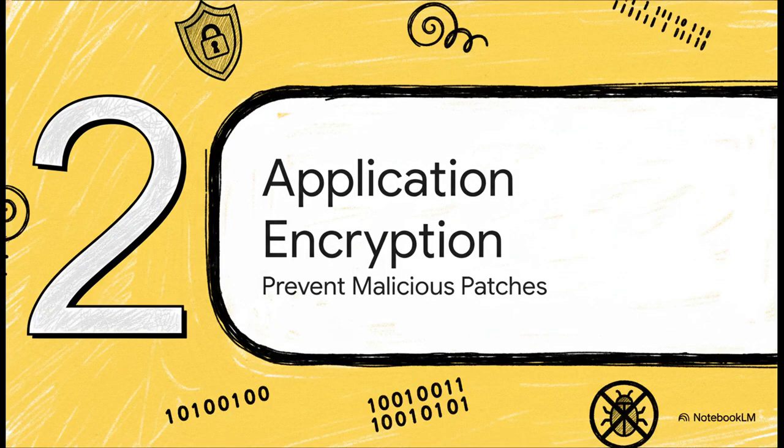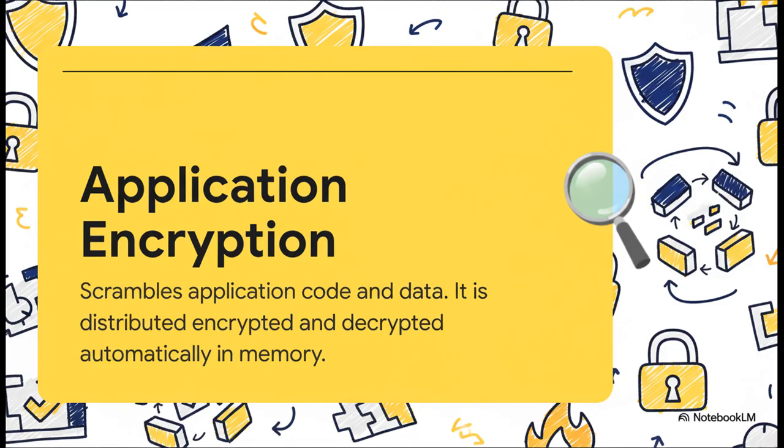Okay, let's get into our first technical layer, application encryption. Now, the main goal here is super straightforward. We're trying to protect all your hard work from malicious patching. So what's actually happening under the hood here? Well, PC Guard essentially scrambles your application's code and data, so it's distributed in a totally encrypted state. This makes it a real nightmare for anyone trying to tamper with it. And the best part? The decryption happens automatically right in memory, but only when a legitimate user runs your program. So for your end user, it's completely invisible. But for an attacker, it's a huge roadblock.